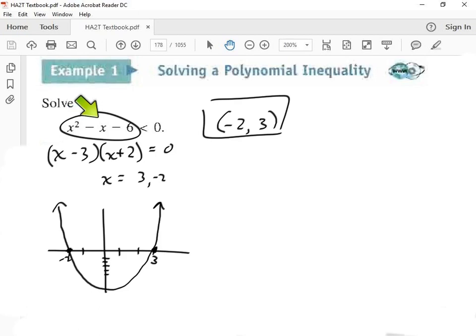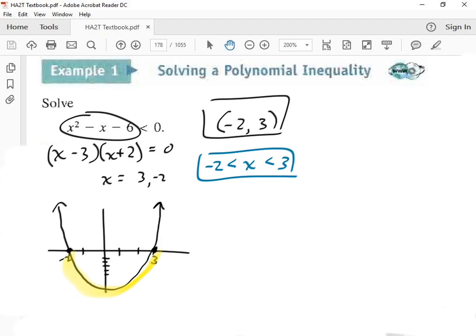So graphically, this says, where is this function below the x-axis? Because the x-axis is where y equals 0, and it looks like the graph is below the x-axis right there. That's how you should understand this problem. Another way to write this answer is to say x is between negative 2 and 3. It's greater than negative 2 and less than 3. That's how you would write it in interval notation.